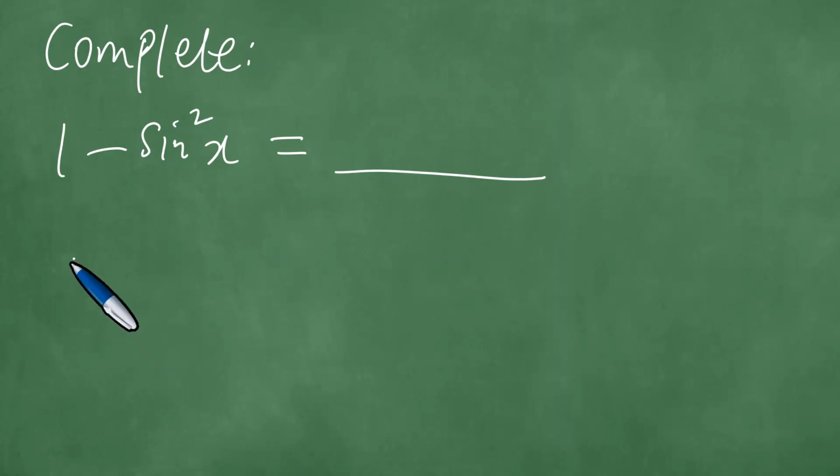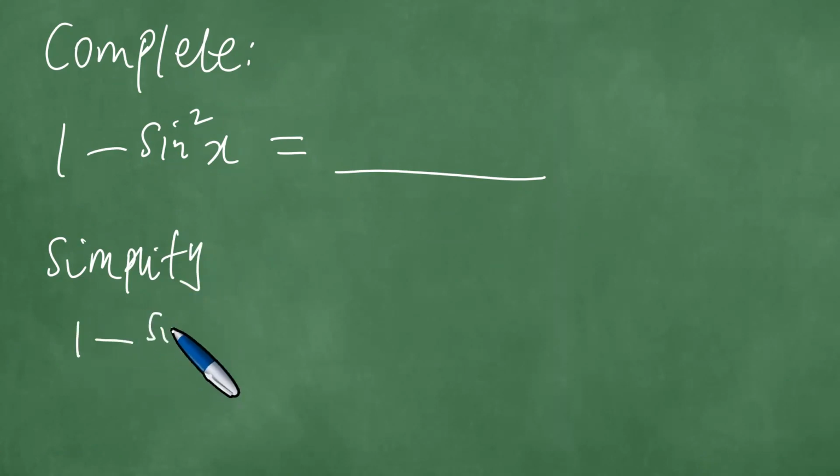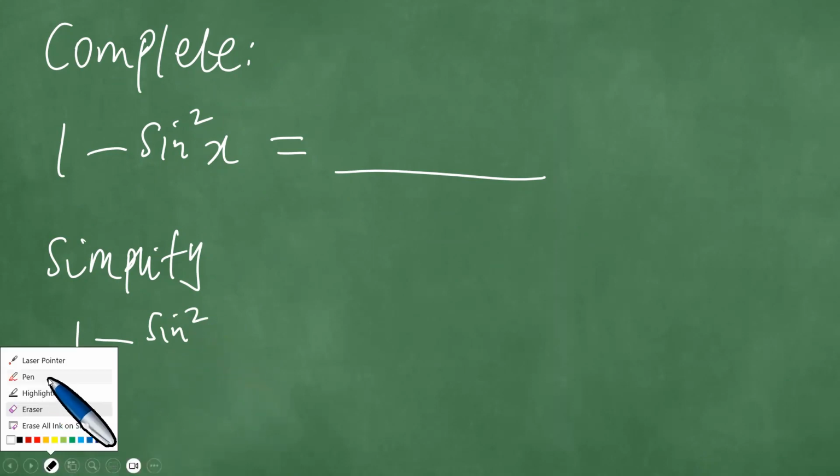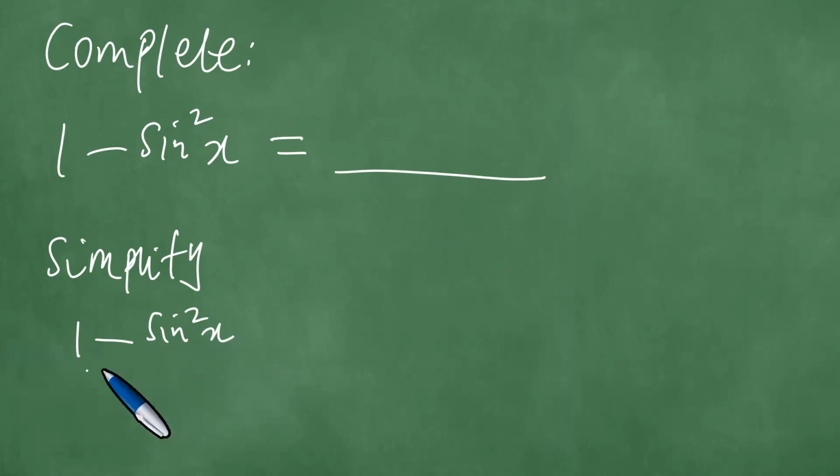And then the next one is you need to simplify one minus sine squared theta or x, divided by cosine x. Let's see what we can do here.